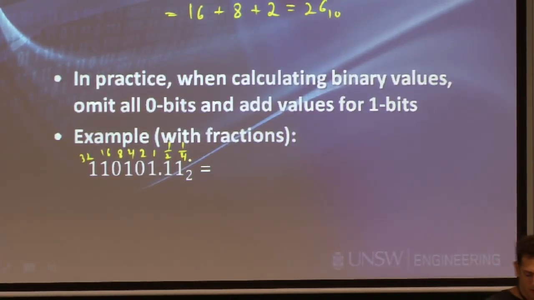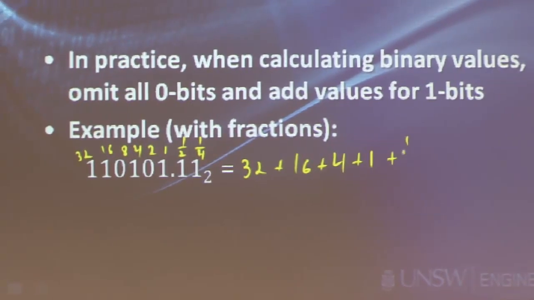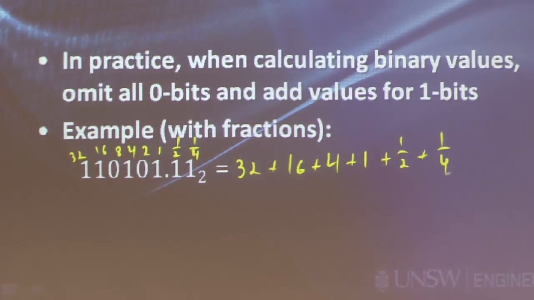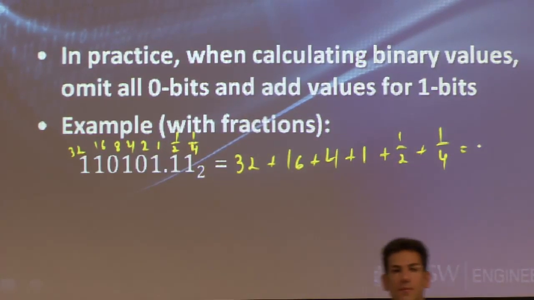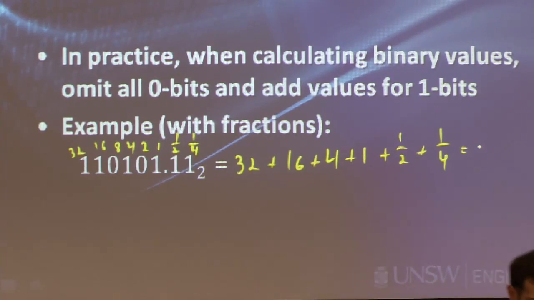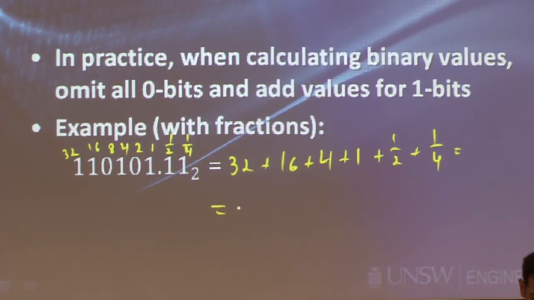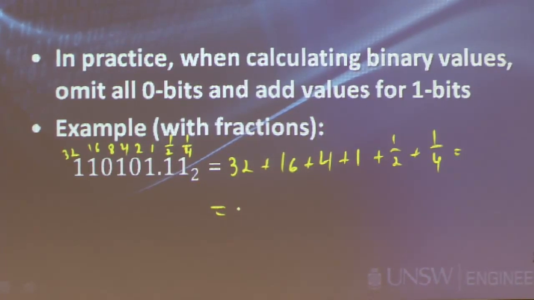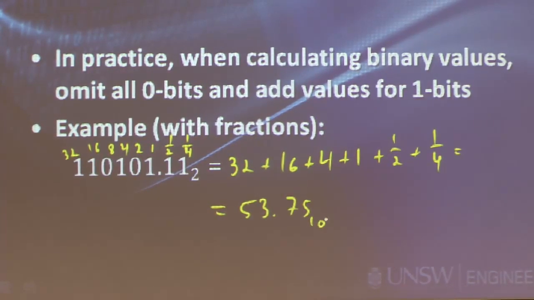And then it makes it really easy, because then I can just add 32 plus 16 plus 4 plus 1 plus a half plus a quarter, and hopefully I didn't forget anything. I didn't screw it up? No? Good. Which is 32 plus 16 is 48 plus 4 is 52 plus 1 is 53.75 in base 10.